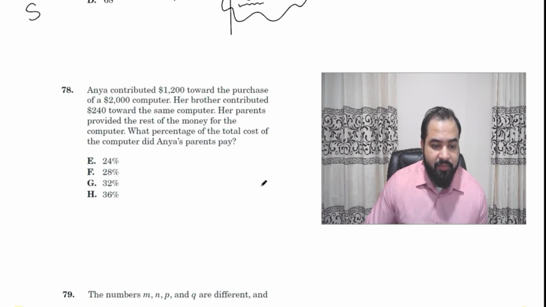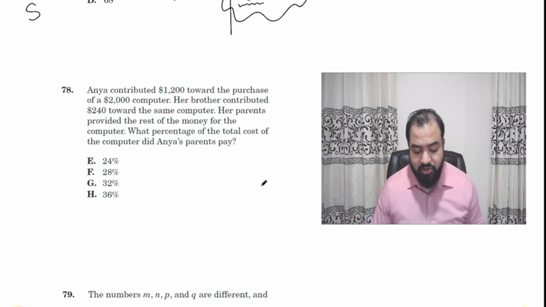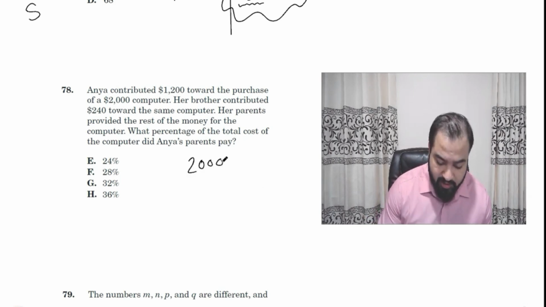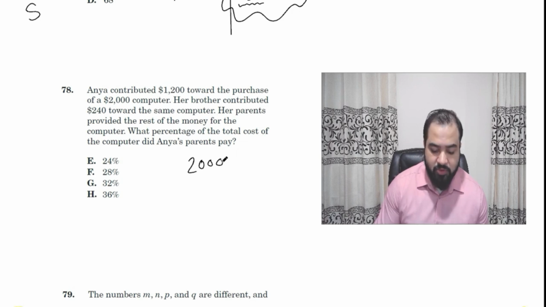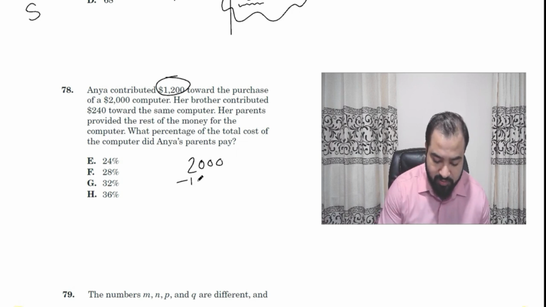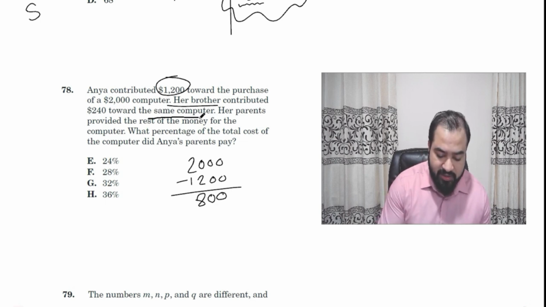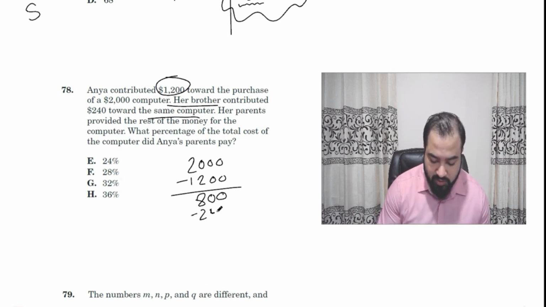Now let's do number 78. Anya contributed $1,200 towards the purchase of a computer that's $2,000. All right, the computer is $2,000. So Anya gave how much? $1,200. So let's subtract $1,200. So we still have $800 to pay. Now her brother contributed $240 to the same computer. So minus 240. Brother is very generous.